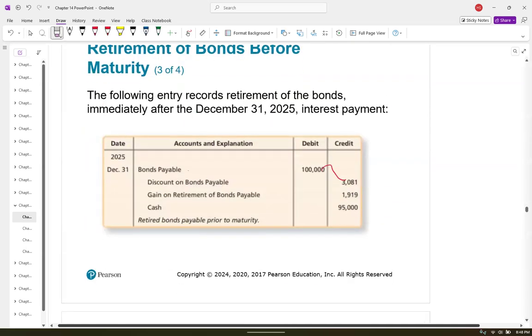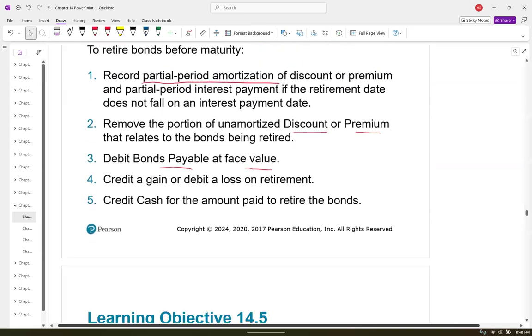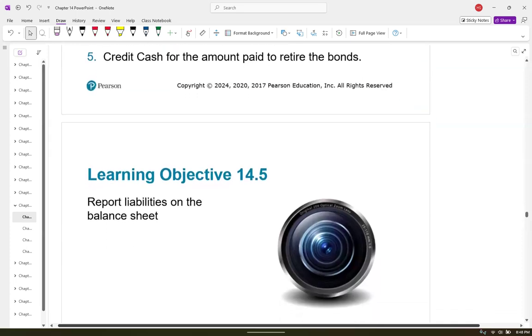So on this entry right here, you could have figured out that 100,000, and you could have backed into that number just because you knew the journal entry. If you need a credit, it's a gain. If you need a debit, it's a loss. And then credit cash for the amount paid to retire the bonds.